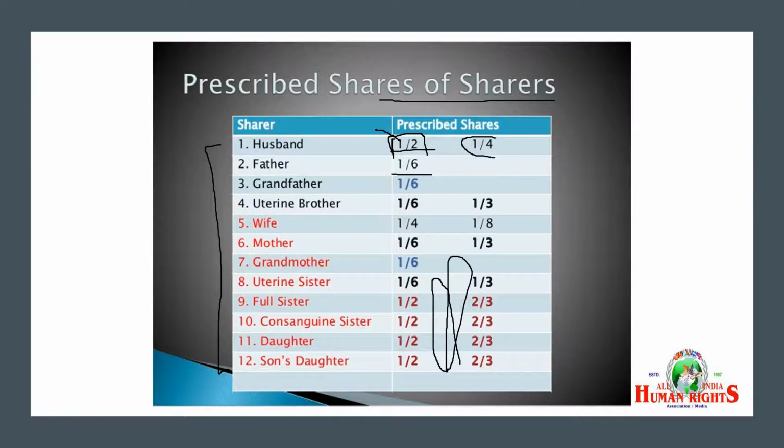But if they do have some children, then the husband would get one-fourth of the property of his deceased wife. The share of the father and grandfather is fixed at one-sixth, no matter what.